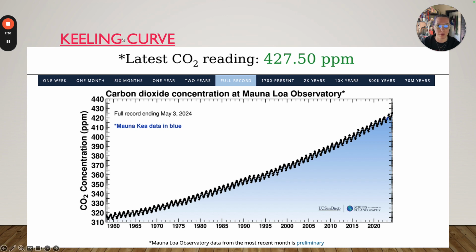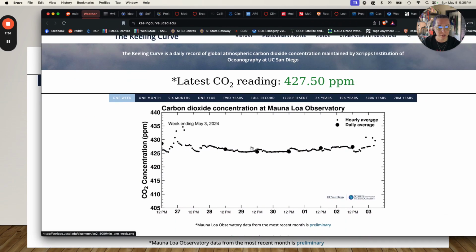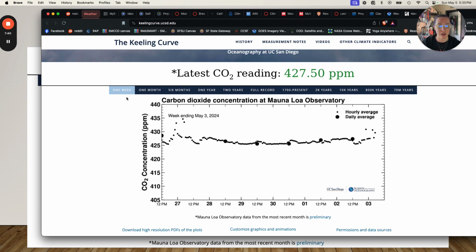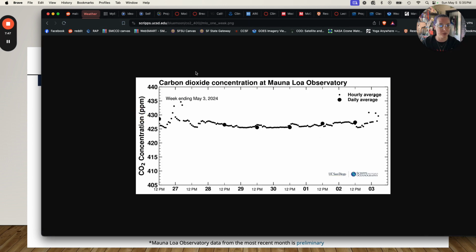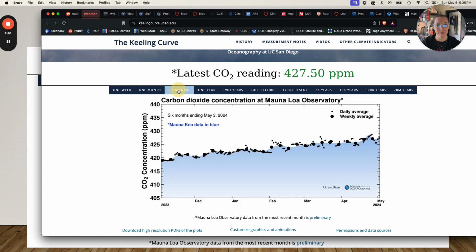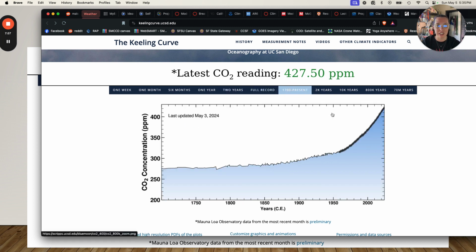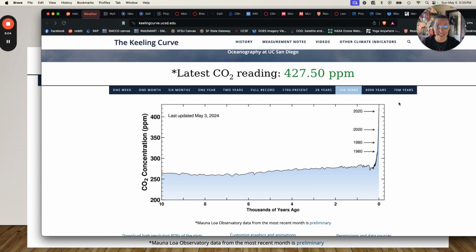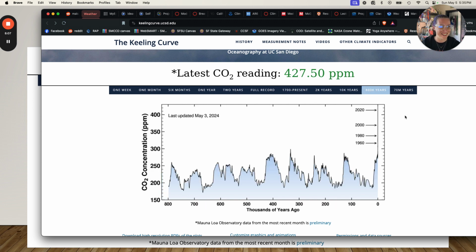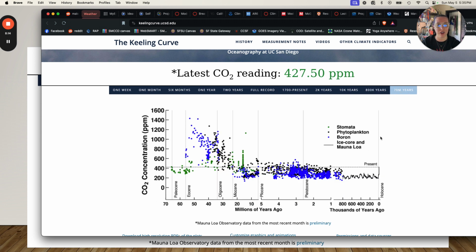But what I also want to point out, and I want to pull up, hopefully, this website here that shows the Keeling curve. What I like about this, and I encourage you to check this out on your own, is that you can look at 1 week, 1 month, 6 months, 1 year, 2 years, the full record, which is what we were just looking at in the slides, 1700 to present, 2,000 years, 10,000 years, 800,000 years, and then a new tab, which they recently added, is 70 million years. So this looks at other different types of what we call proxy data, which you'll learn about later on.